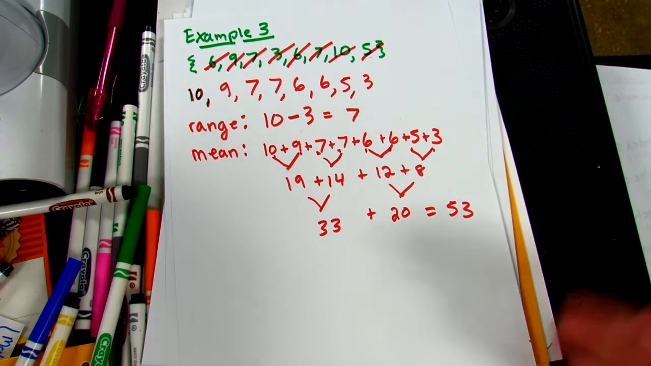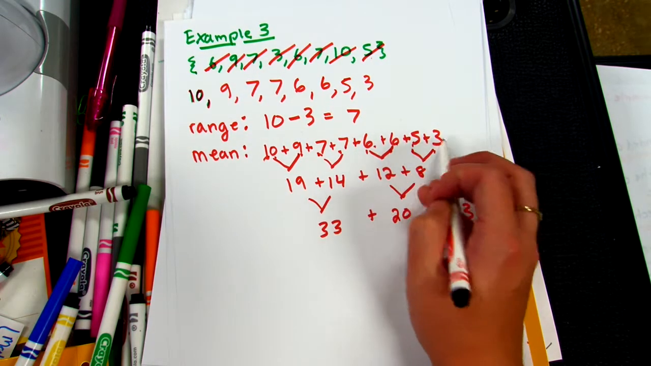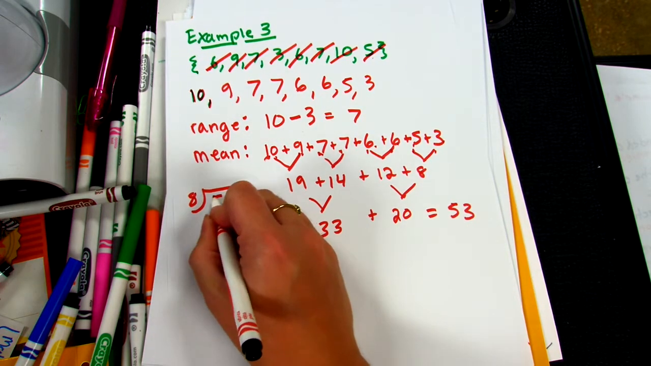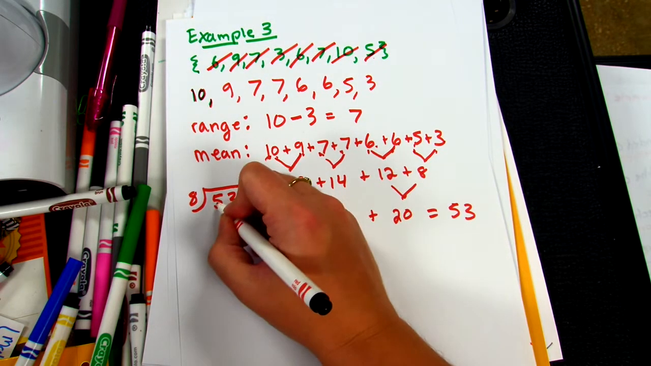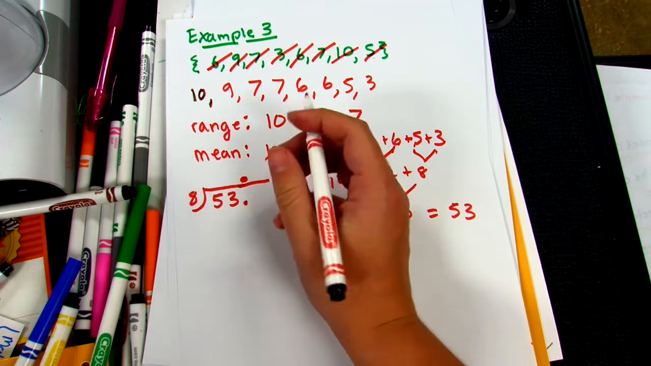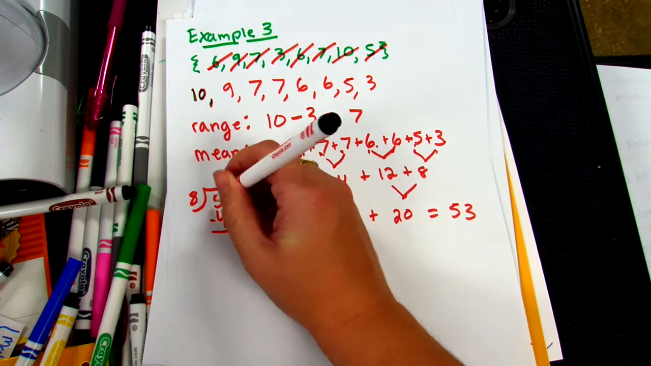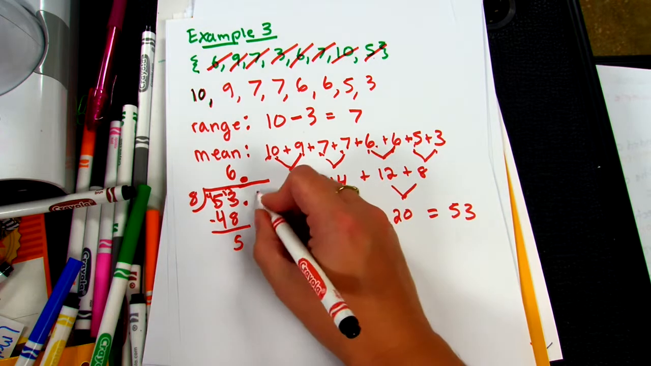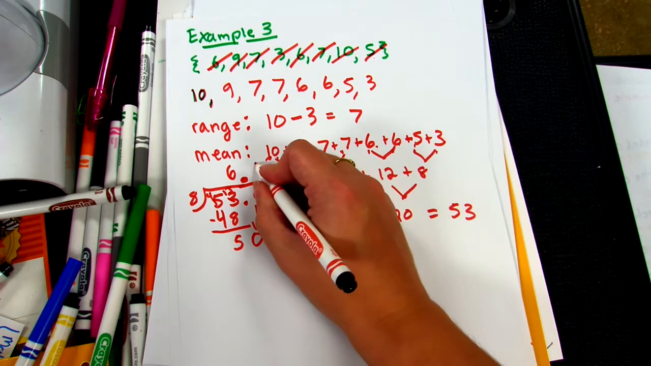Now I have to divide that by how many numbers I had. I have 1, 2, 3, 4, 5, 6, 7, 8. I have 8 numbers. So I have to do 53 divided by 8. Okay, so let's see. 8 does not go into 5, but 8 goes into 53, not 7, because that would be 56. So let's do 6. 8 times 6 is 48. And that leaves you 5. Bring down a 0.